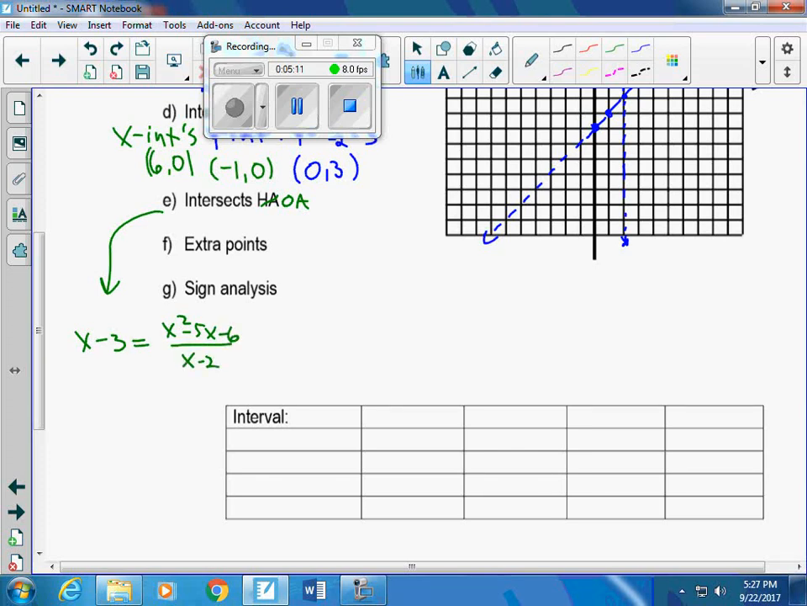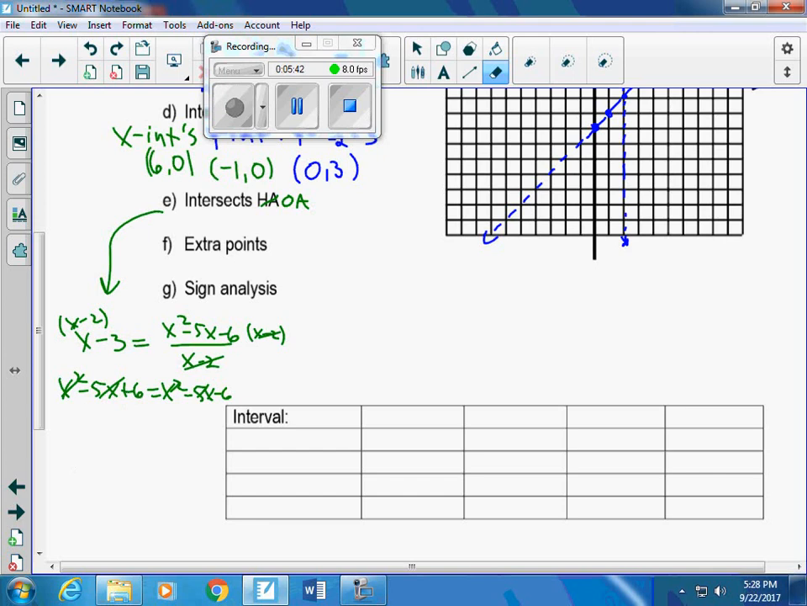All right, so I'm going to multiply each side by x minus 2. That cancels out. So I'm going to get x squared minus 5x plus 6 equals x squared minus 5x minus 6. Okay, those things don't equal, because if I subtract those out and add those out, I get 6 equals negative 6, which is a no, right?